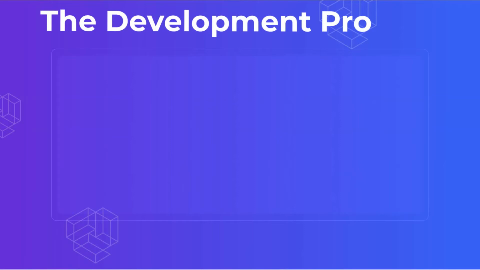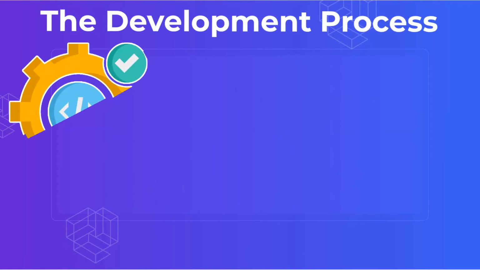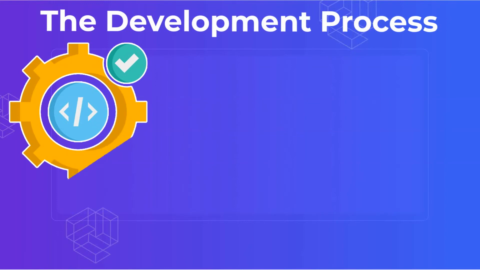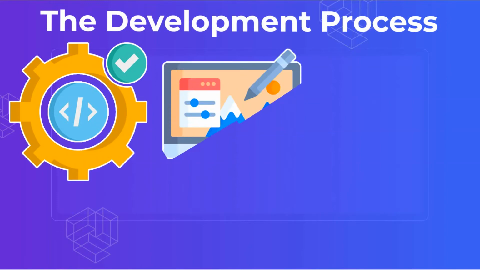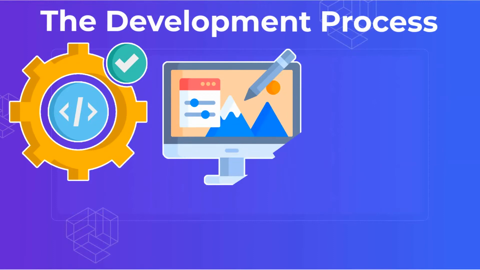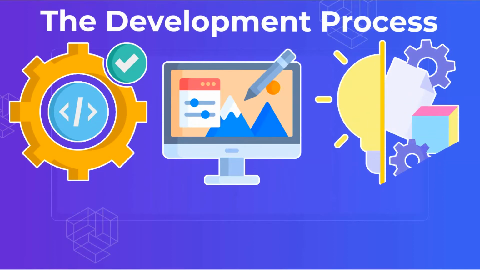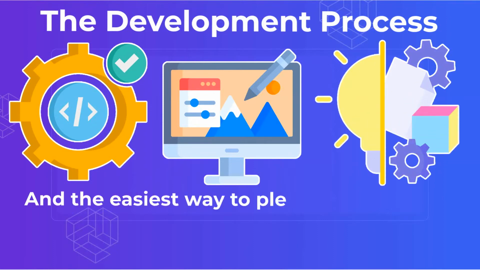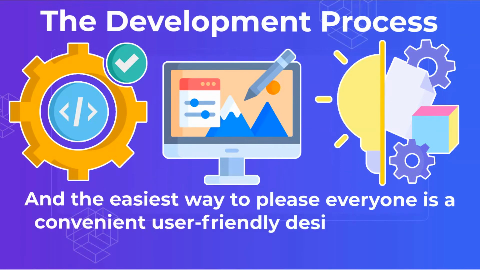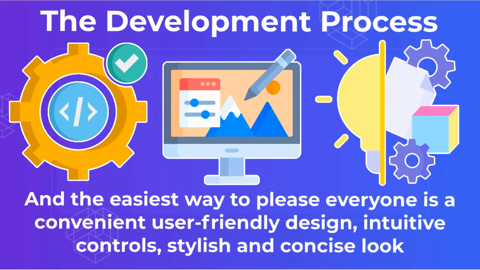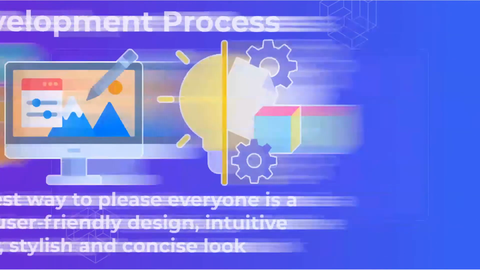The development process. Now, the most important part is the development process. In our experience, we can say that special attention here should be paid to UI and UX design, because SaaS products should be one box and customized at the same time, which is quite difficult to achieve in practice. And the easiest way to please everyone is a convenient user-friendly design, intuitive controls, stylish and concise look. In short, everything that UI and UX designers do for a living, anticipating user needs.